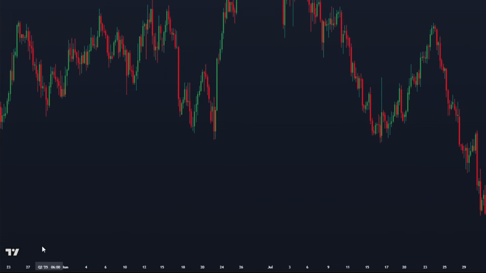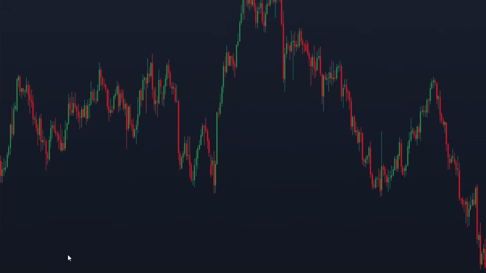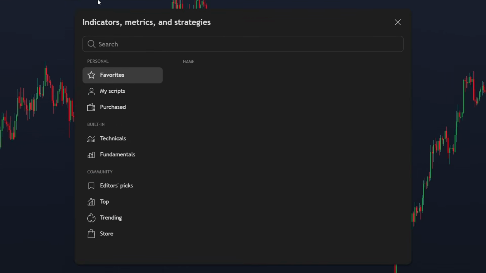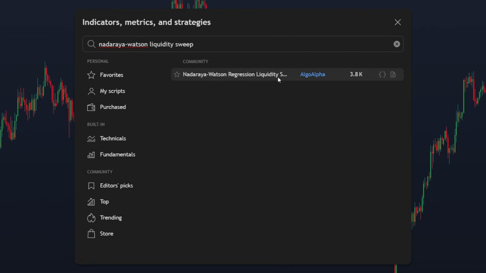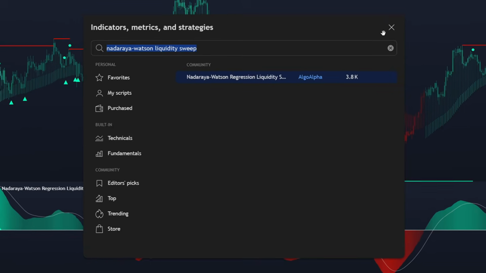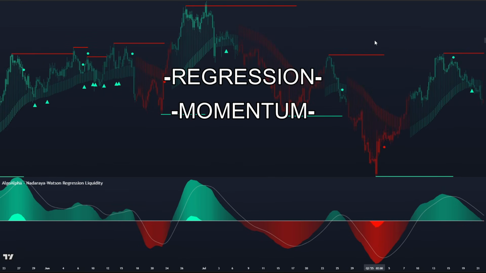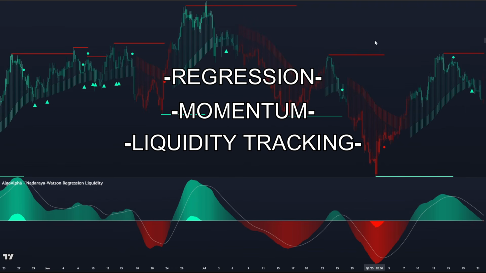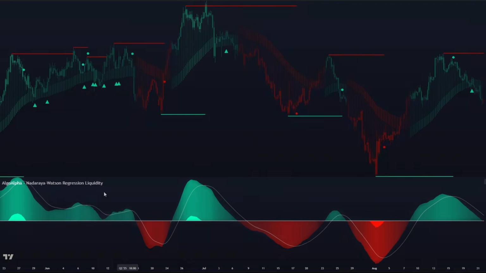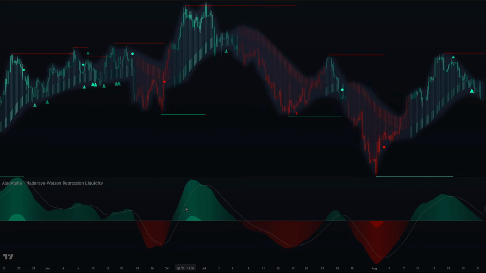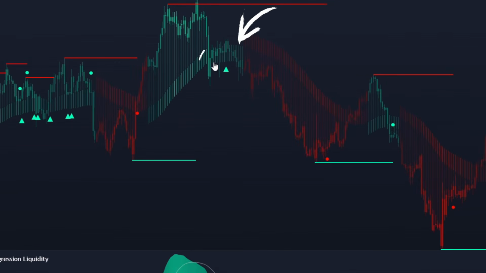So I'm on TradingView, go to Indicators, and search for Nadaraya Watson Regression Liquidity Sweeps. This is the new indicator from Algo Alpha. Add it to the chart because this one combines three powerful things into a single tool: regression, momentum, and liquidity tracking, all working together. When you add it, you will see a histogram below the chart, a band overlaid on price, and some trading signals. Let me break all of it down properly first, and then we build the strategy on top of it.